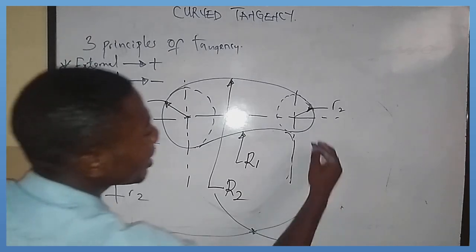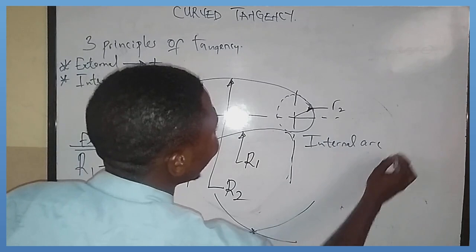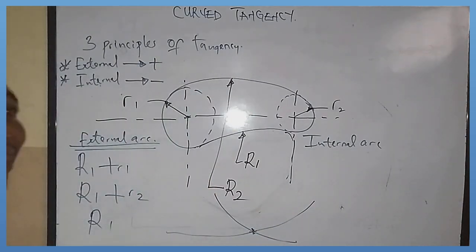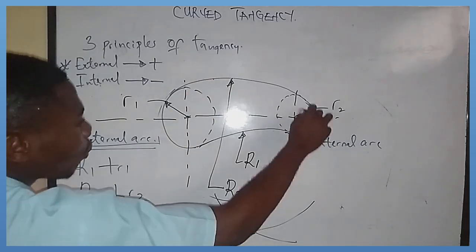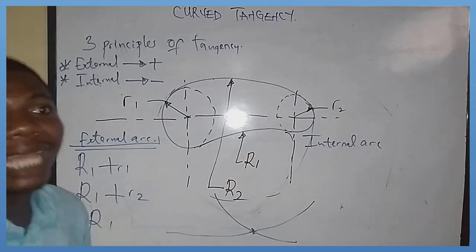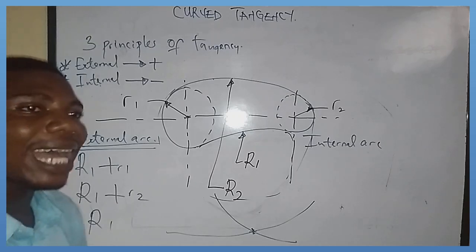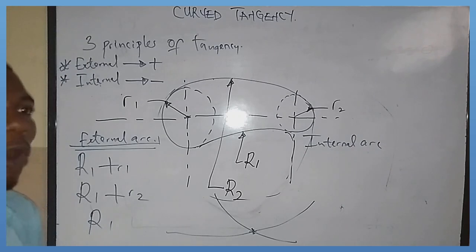So if it were to be internal arc. This arc at the top here, it is internal, because if I make this arc a complete circle, it is going to encamp these two other circles, just as I explained earlier. Okay, so then I told you that in internal arc we apply the principle of subtraction.